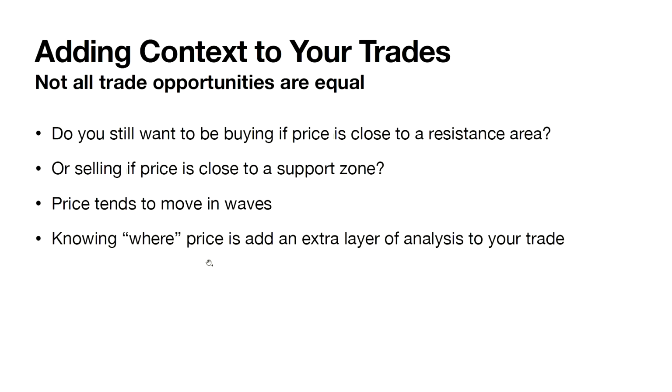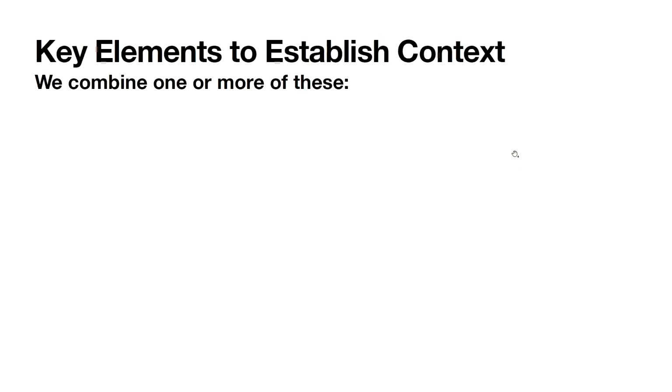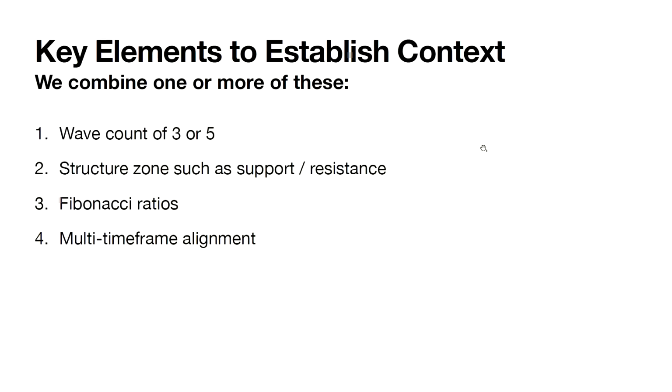So knowing where price is adds an extra layer of analysis, and that's what we mean by context. Where is the pattern developing? Where is price right now? So what are some of the elements that I use to establish context? Over here you can see we combine one or more of these. There are generally 4 of them.